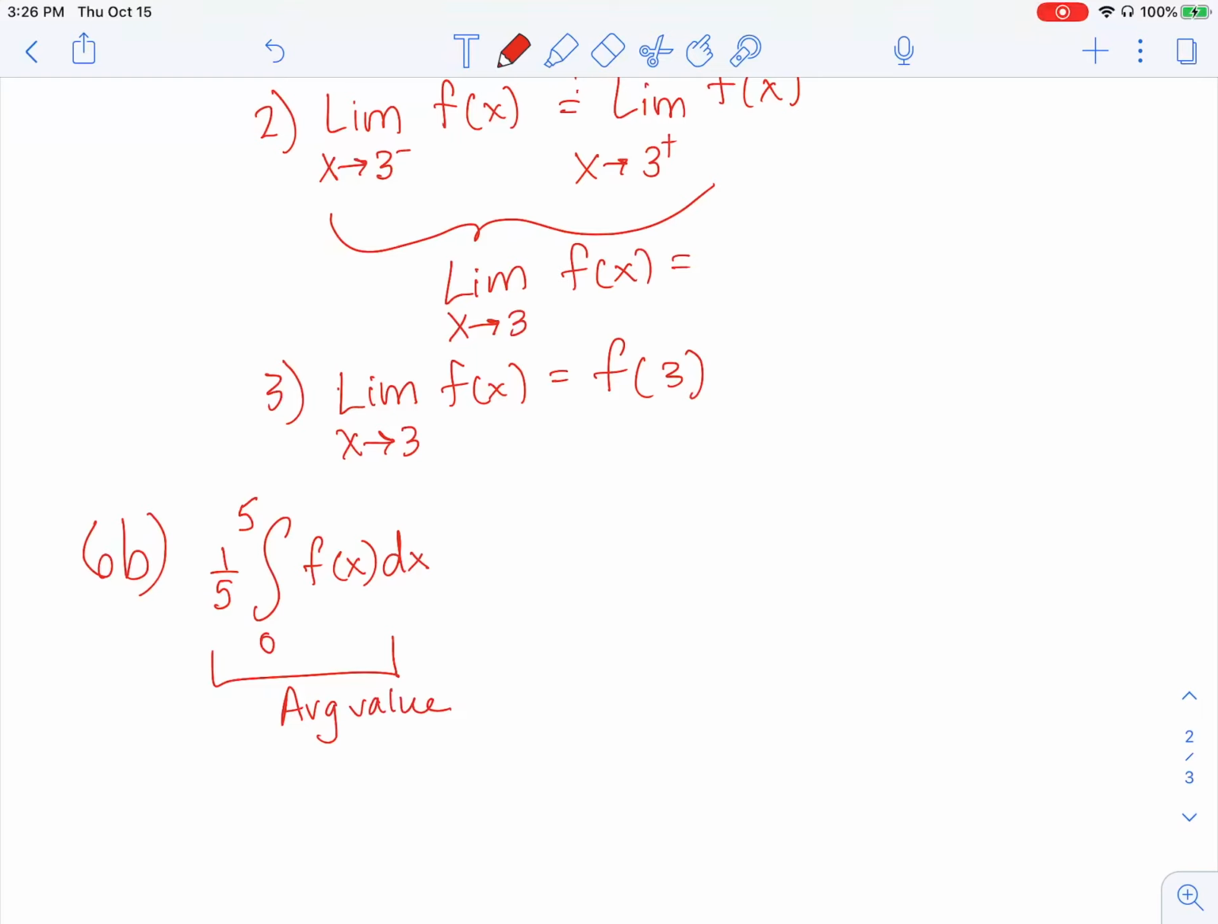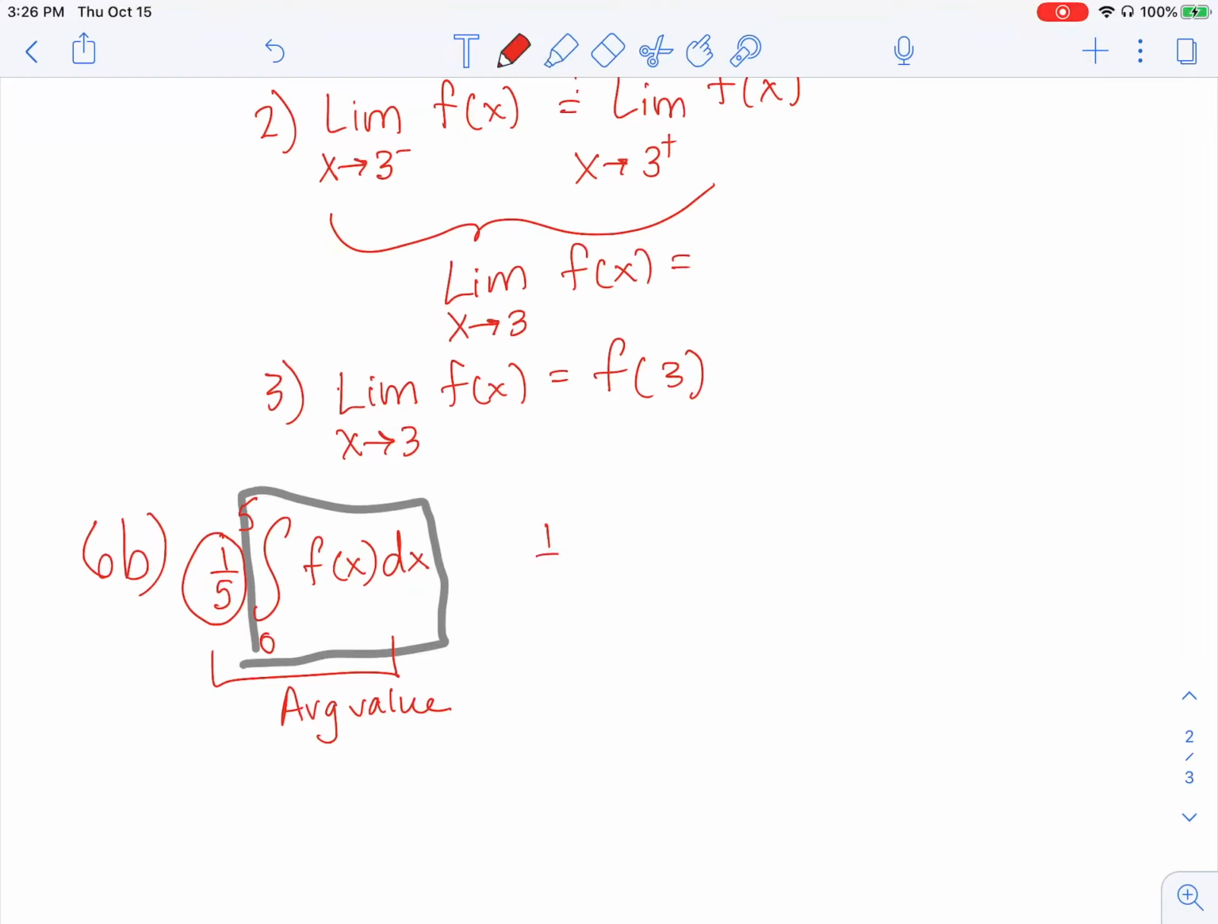Okay, so that 1/5, the fact that it came in at the end, nobody had it anywhere near where it was supposed to be. So this is a representation of what the average value is. What we have to do is go and figure out what that value is.